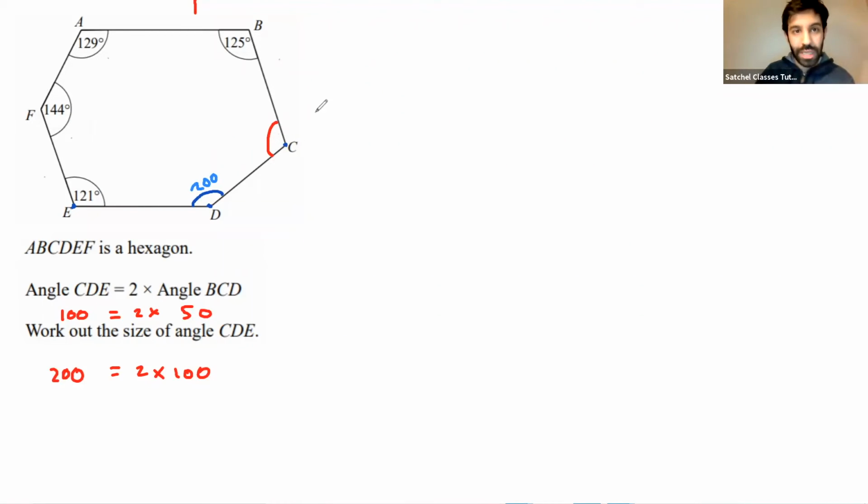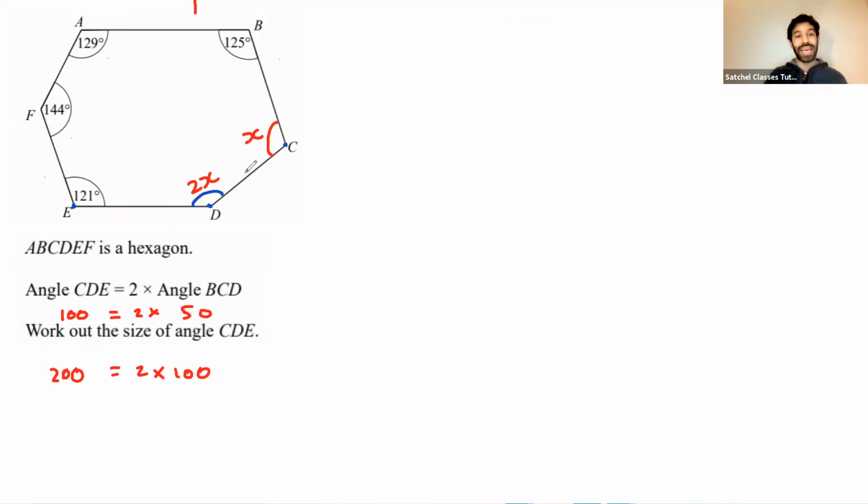And the way to represent this, again, you might have to use a bit of algebra here. The way to represent this could be that if this angle was x, well, this angle over here is twice as big, so this angle is going to be 2x. And once we've managed to figure this bit out, it makes our life a lot easier. Now, what is the sum of interior angles? Because ultimately we need to work out the size of angle CDE.